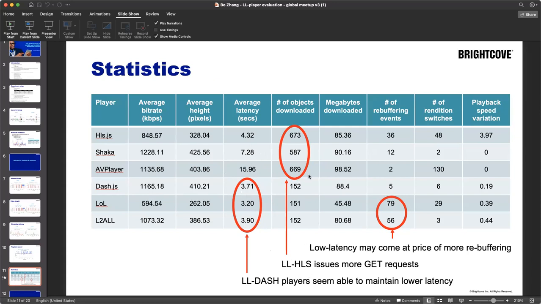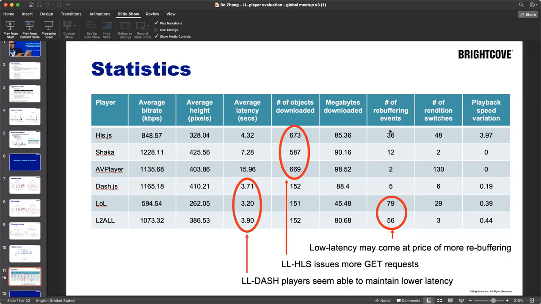And for HLS, the players send a lot of GET requests to the streaming server, posing a large workload on the origin server. This is because the low latency HLS players have to request each chunk individually from a segment, but for DASH, the players only request whole segments, and the server will push the chunks one by one to the player. So HLS issues more GET requests.